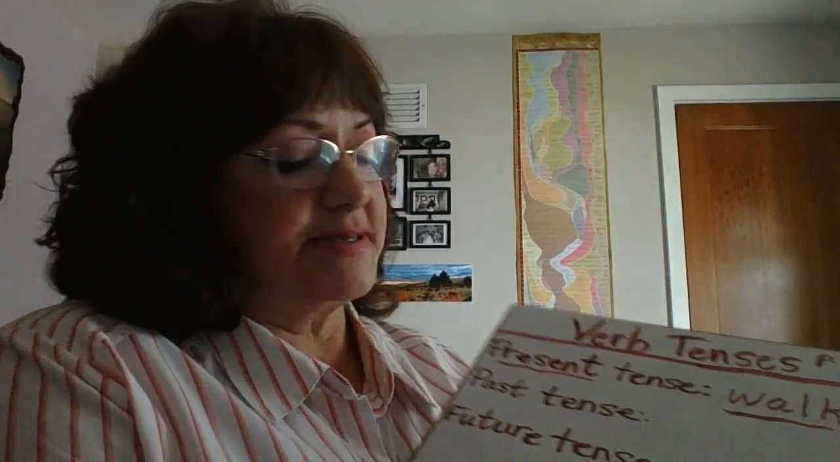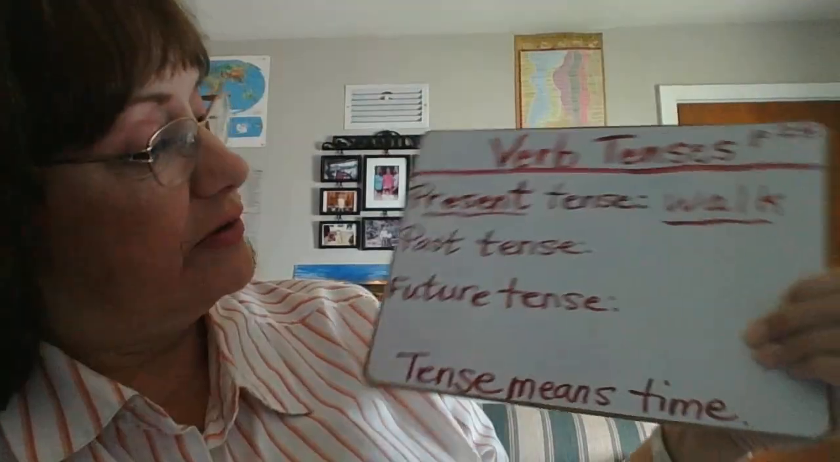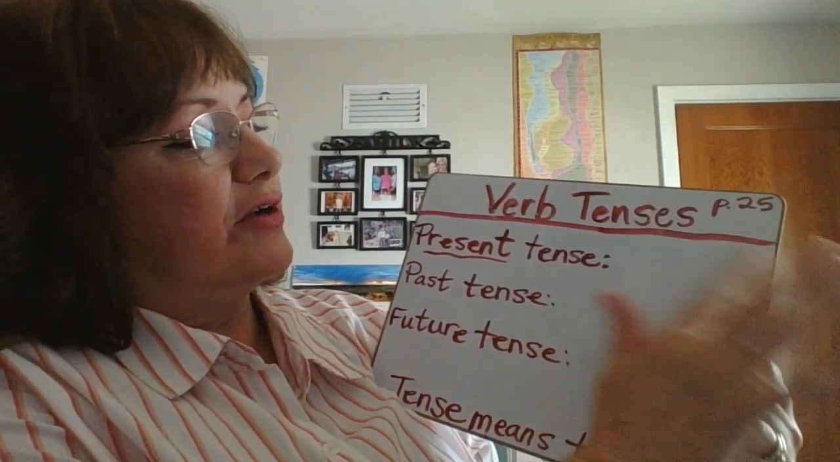Okay? Tense means time. So the three times we are talking about are present tense, right now, past tense, in the past, the history, and future tense, the time that has not happened yet. Most languages have those three types of tenses and those types of verbs that they need to use for their languages.